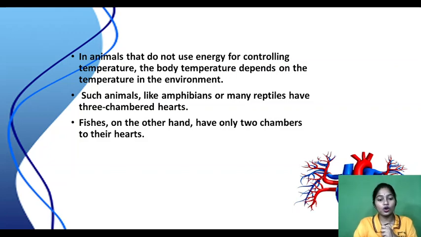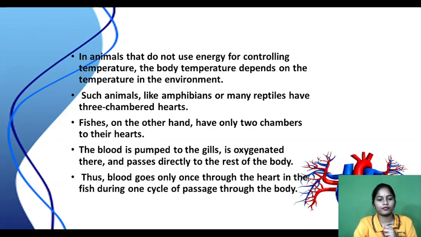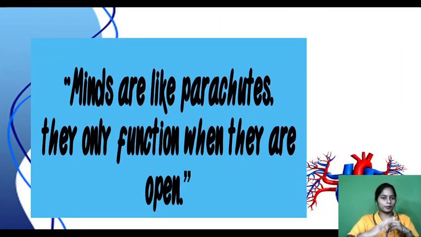And fishes, on the other hand, have only 2 chambers. Why? Because can you recall that fishes have gills, right? So at the same time they get oxygenated blood. So they do not need 4 chambers. The blood is pumped to the gills, is oxygenated there and passes directly to the rest of the body. Thus blood goes only once through the heart. That's why it is called single circulation. But in humans the blood enters the heart twice, so it is called double circulation. Okay, so with this we completed this part.